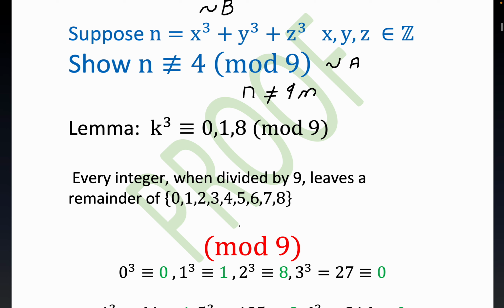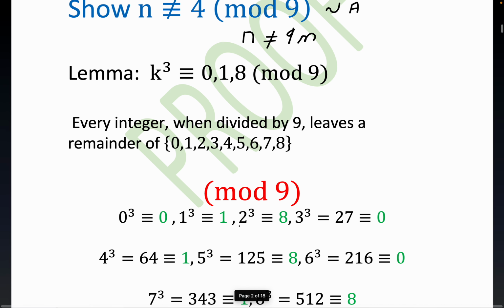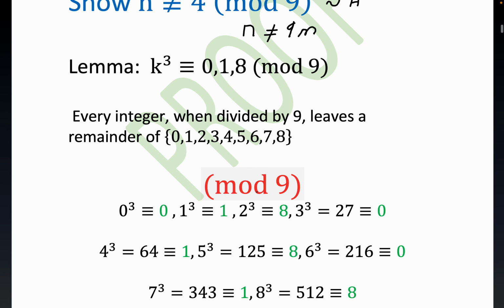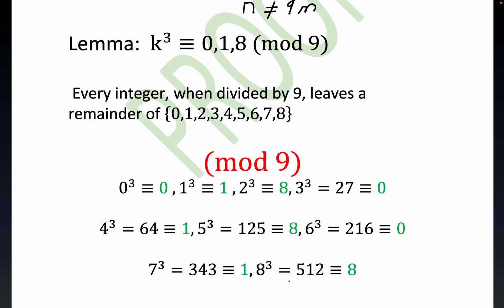Now let's go down. The rest of this is just a bunch of computation in modulo 9. I didn't want to write mod 9 over and over, but you can see that 0 cubed is certainly 0, 1 cubed is 1, 2 cubed is 8. Notice that 3 cubed is 27, but that's a multiple of 9, so it leaves a remainder of 0. I won't do the rest of these. These calculations are fairly direct, but going through all possible remainders, 0 through 8, a cube can only be congruent to 0, 1, or 8.